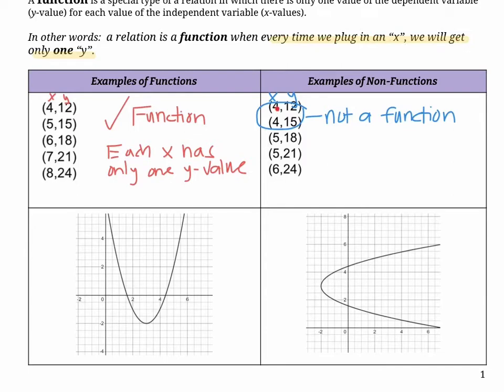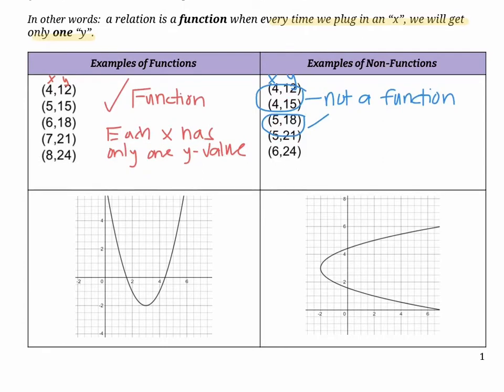So automatically, I plug in a 4, I get two different y's, 12 and 15. That didn't happen over here. 4 never repeated. So it's immediately not a function. Even down here, look at this. The rule is I plug in a 5, I get 18. All right, but look, next point. I plug in a 5, I could also get 21. So this point, or these points here also prove that this relation is not a function.